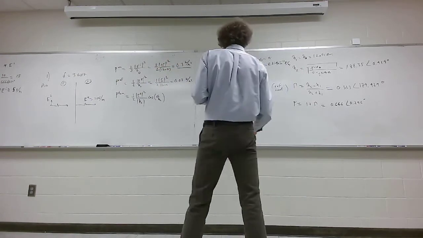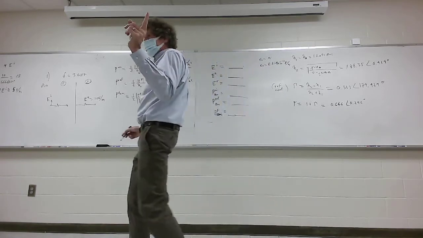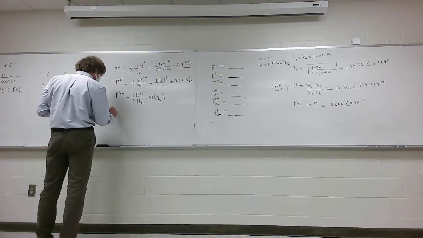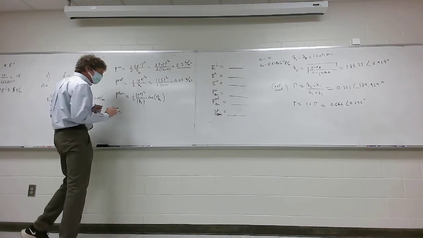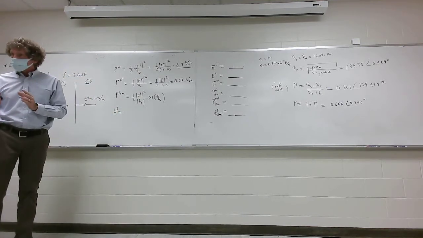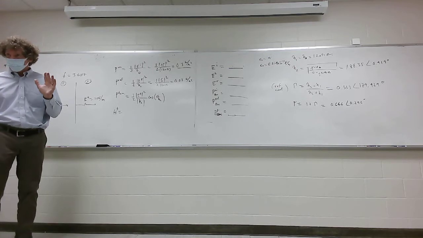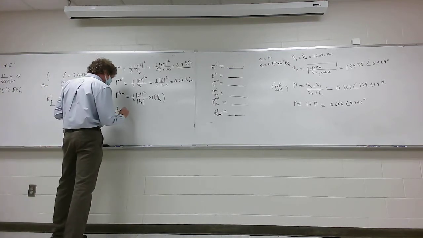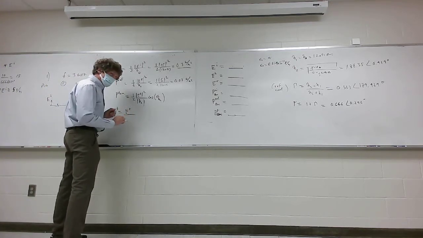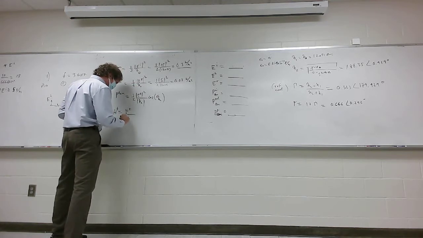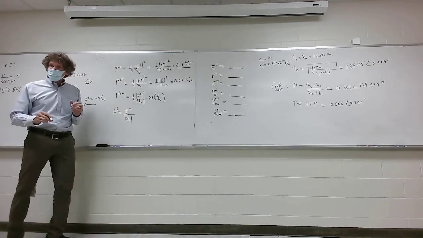H transmitted. I'm glad we did this one, I forgot that. Well, H transmitted magnitude, right? We don't care about phase in this one. It is going to be E transmitted, which is given, divided by what? Magnitude of eta 2. Correct, class?